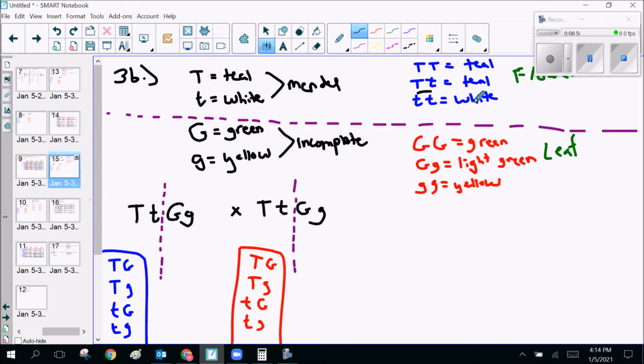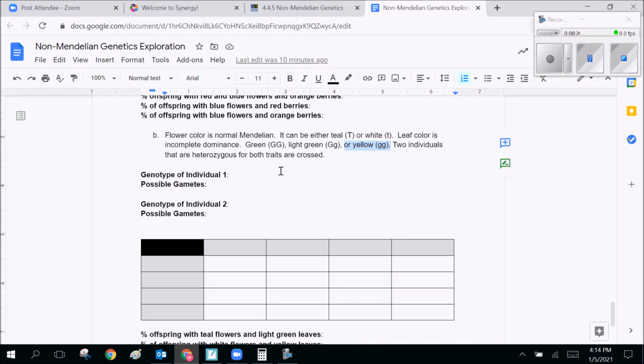Okay. Now, this is incomplete for our leaf color, so capital G is green, lowercase g is yellow, and we have these 3 possible combinations. The middle combination, because it's incomplete, is going to be a mix of the dominant and recessive. So green and yellow make a light green or like a lime green, and then we can have yellow with lowercase g. So these are all of our possible combinations. We wrote them out just like before. And then we need to go ahead and figure out what our individuals' genotypes are.